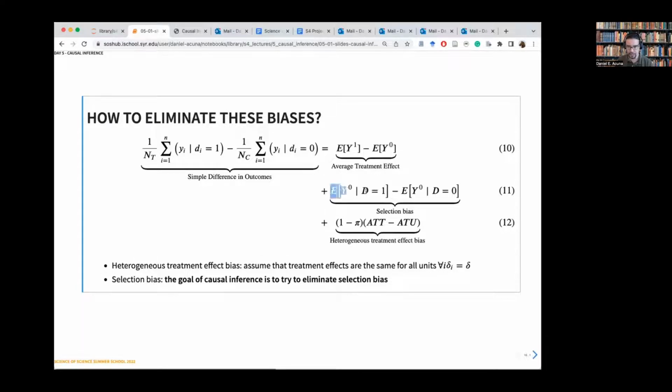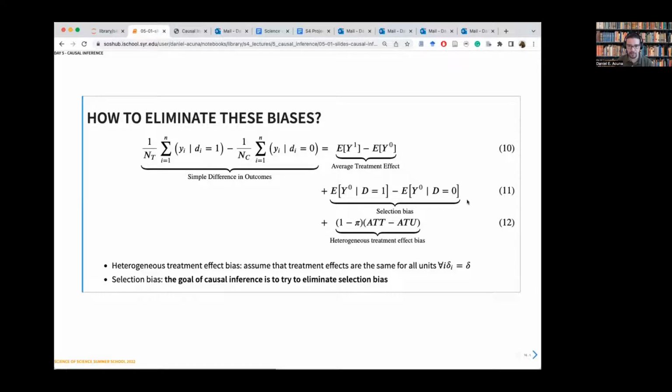But this is really hard to get rid of. Like, this counterfactual is sometimes hard to get rid of. So the whole idea of causal inference, and the whole field of causal inference, is to try to get rid of this selection bias.